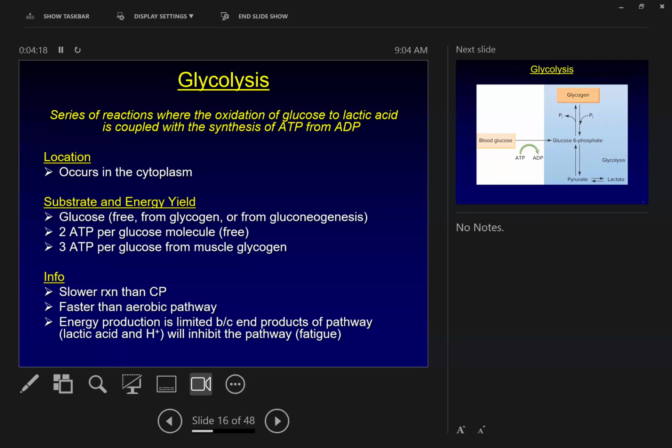with what we talked about last week. So we're going to start today talking about glycolysis.